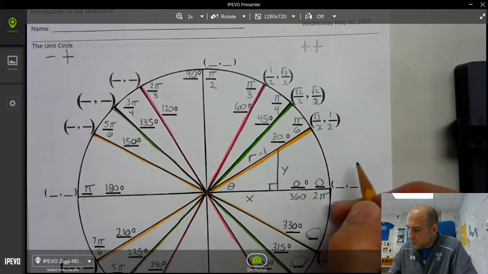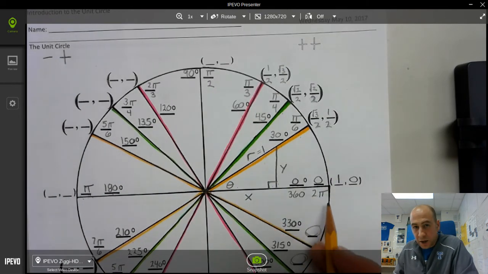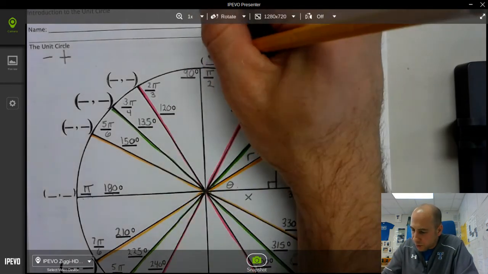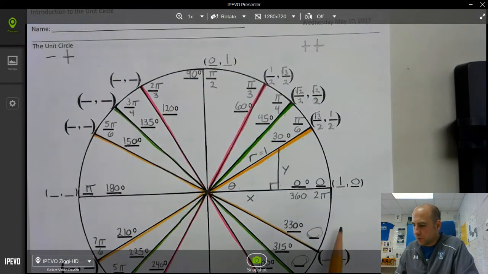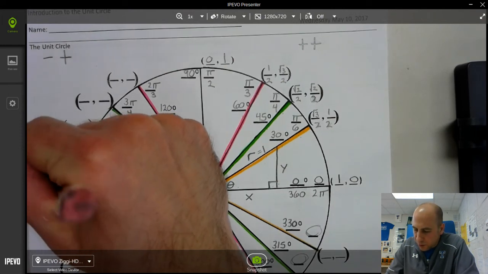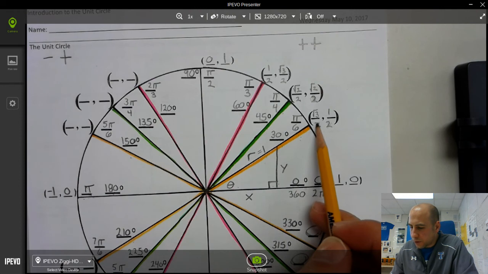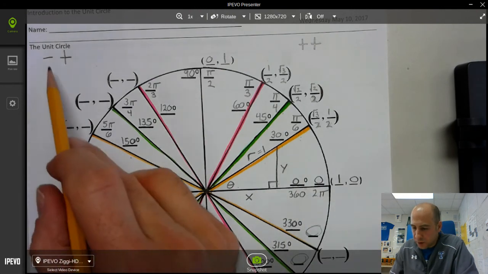This radius is 1. So in this case, this is 1, 0, because the y value is 0 since you're on the line. Now going around, the x value is 0 here, and the y value is 1. Now, if we go around, this is negative 1, 0.